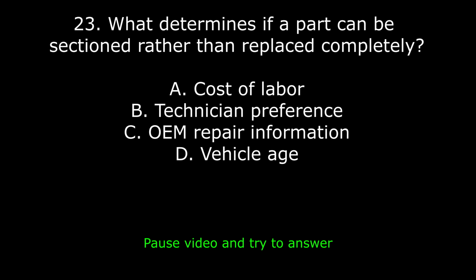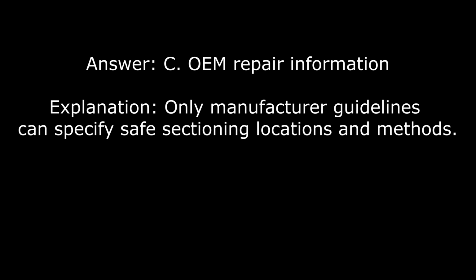23. What determines if a part can be sectioned rather than replaced completely? A. Cost of labor. B. Technician preference. C. OEM repair information. D. Vehicle age. Answer: C. OEM repair information. Explanation: only manufacturer guidelines can specify safe sectioning locations and methods.